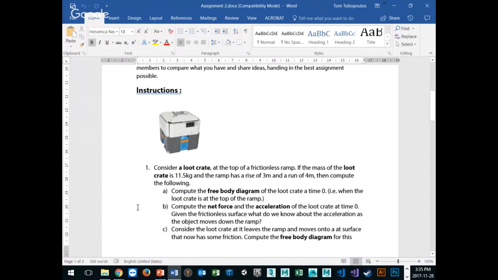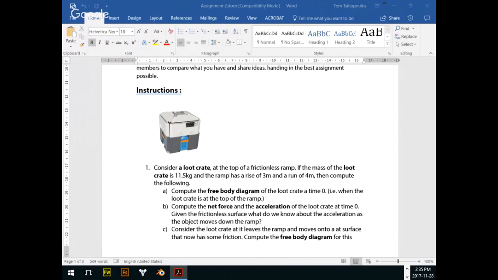So one of the first things we're going to be talking about in assignment 2 is all around Newton's laws, circular motion, a little bit of projectile motion, and free body diagrams. All that stuff is what this is all about.